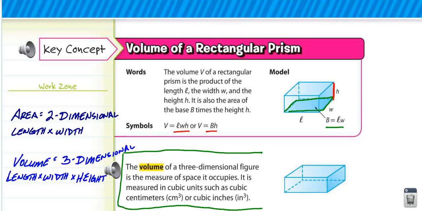By the way, you might be thinking, well, what about something that's one-dimensional? So here's something that's one-dimensional. A line is one-dimensional. And since it's one-dimensional, we don't multiply anything together. We just take the length of the line. So one-dimensional objects, just length. Two-dimensional objects, length times width. Three-dimensional objects, length times width times height.